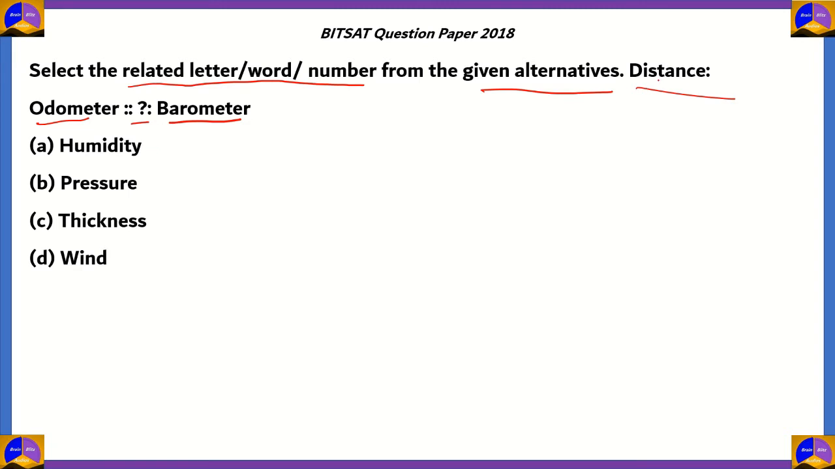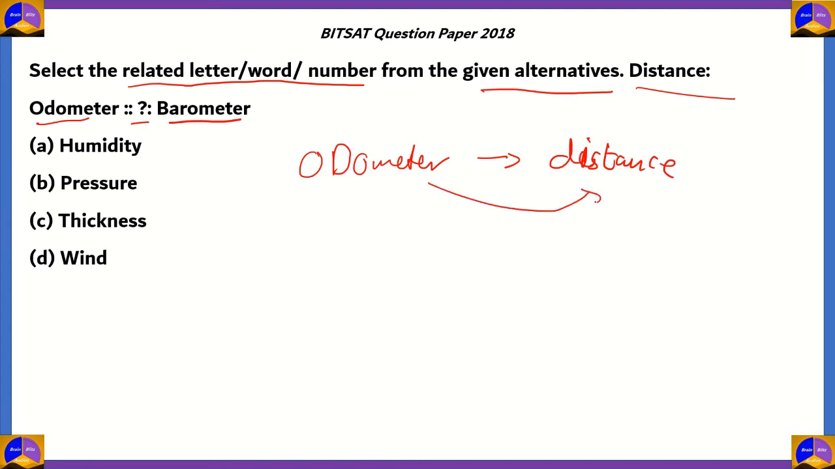So distance is to odometer. So odometer is a device found in cars that measures distance. So here the relation is that the second word measures the quantity that is the first word. So here odometer measures distance. So what is measured by a barometer? Is it humidity? Is it pressure? Is it thickness? Or is it wind?